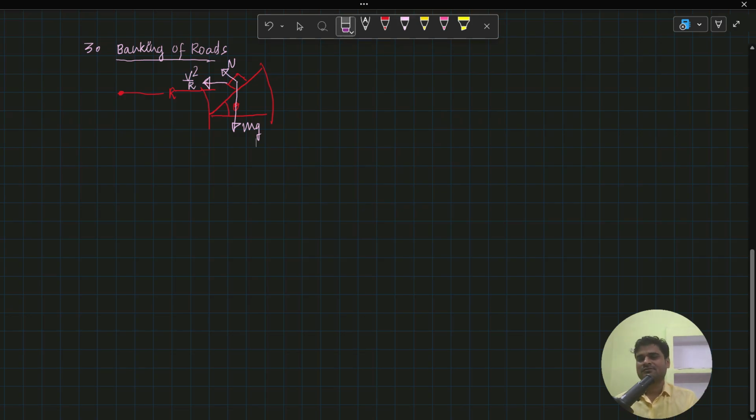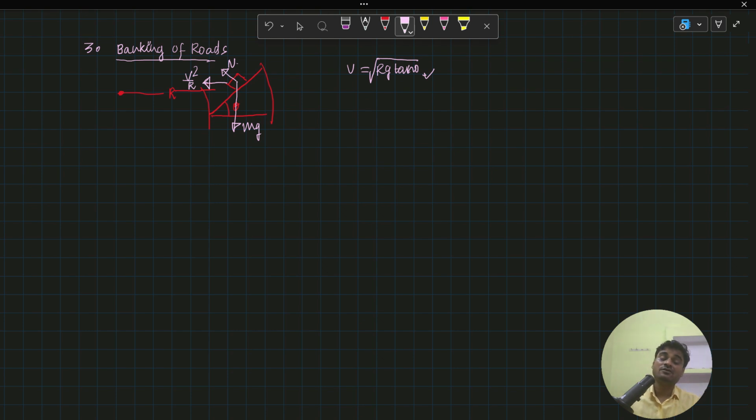So what will happen is, we have just calculated that on this banked road the velocity v is equal to root of rg tan theta. At this velocity the normal force will be sufficient to provide this much centripetal force. The component of normal force is sufficient, and there is no need of friction to come into the picture.